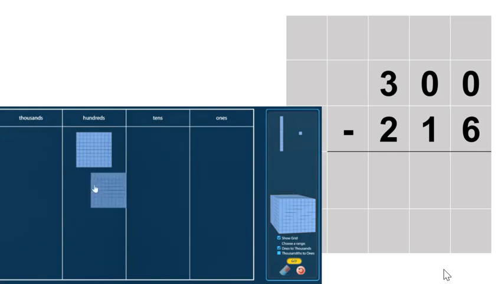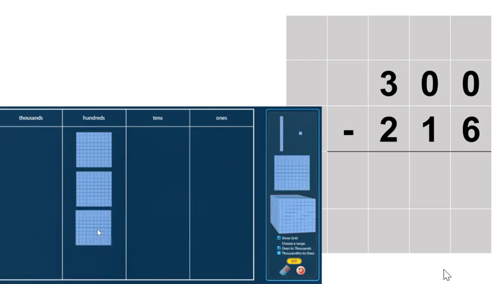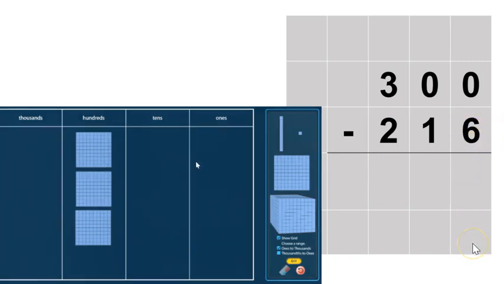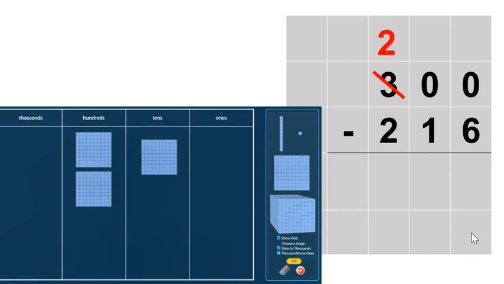I'm going to put 3 in my hundreds place. And now I need to subtract 216 from that. So I don't have any ones to take 6 away. So what I'll need to do is go next door, but I don't have any 10s either. So I have to go all the way over to the hundreds place, take one of the hundreds, bring it over to the tens place.